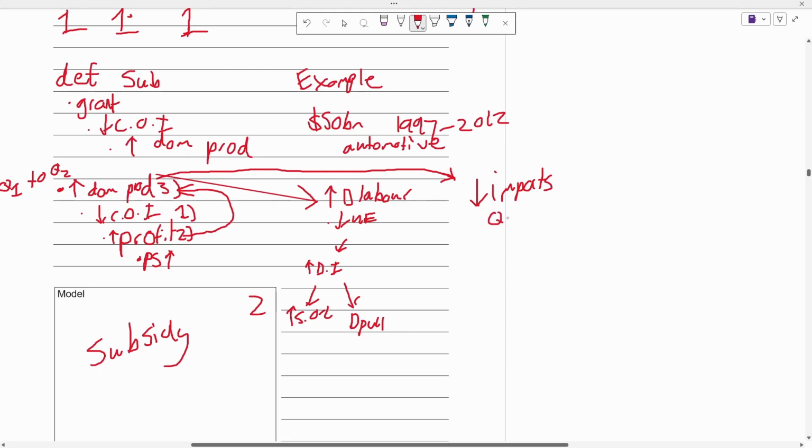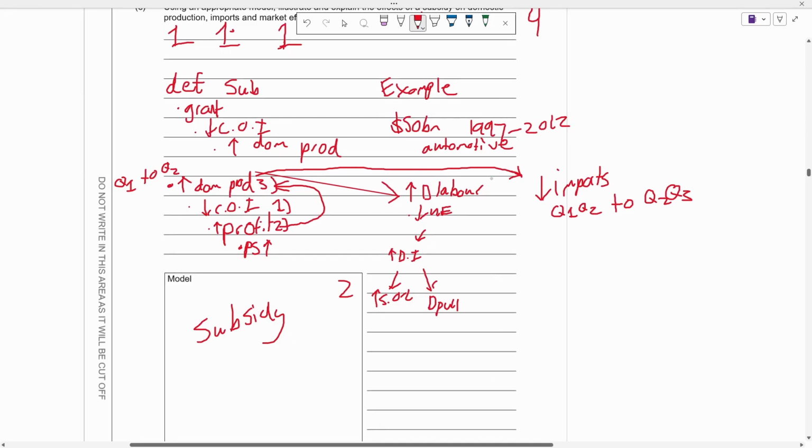Q1 to Q2, Q2 to Q3. So yeah, you could say it like that. So you're referring back to the model. Now, after you're done with that, you could also add extra stuff, but you don't need to, okay?